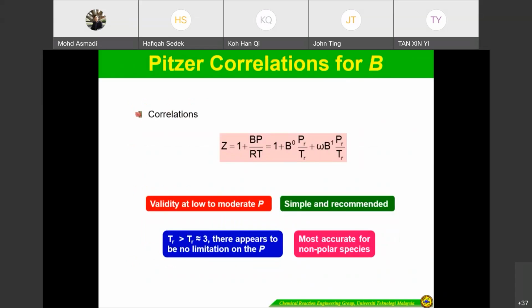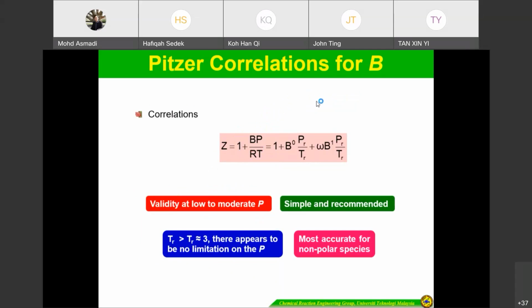Another one is the Pitzer correlation for the B. This one is more on the virial equation. Z equals 1 plus BP divided by RT, right? So this is a two-term equation. Since it uses two terms, please remember this one is only applicable for low to moderate pressure. You cannot use it for high temperature, high pressure. You have to use the Lee-Kesler if you want to use it at moderate to high pressure.